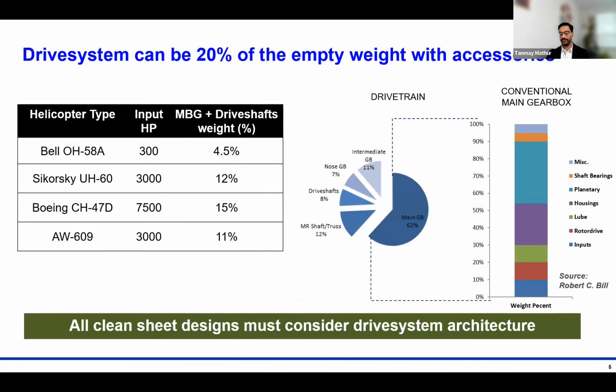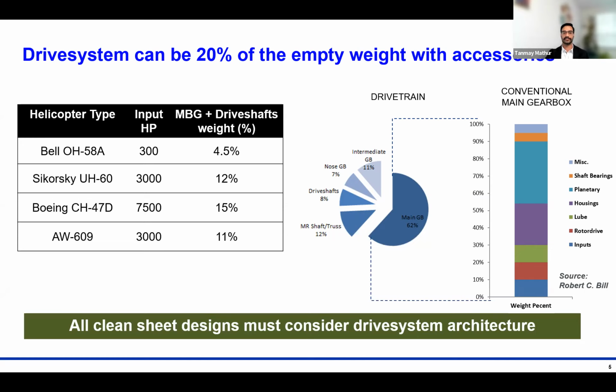All right, now why is drive system design consideration important? It's because the entire drive system, along with the main gearbox, dynamic components, and the housings, can take up as much as 20% of the empty weight of the aircraft. So all clean sheet designs need to consider drive system architecture from the very beginning.